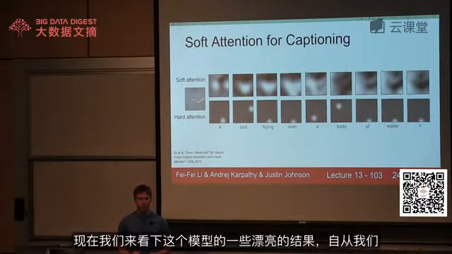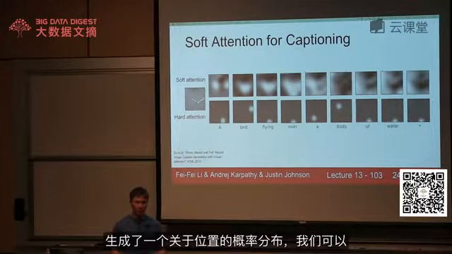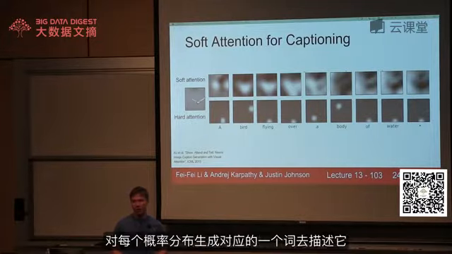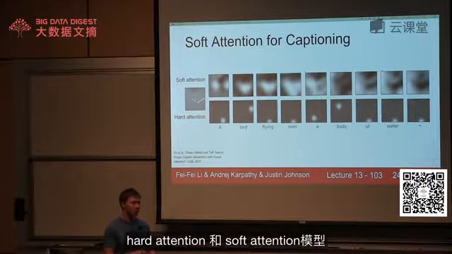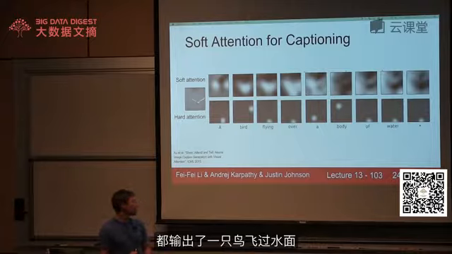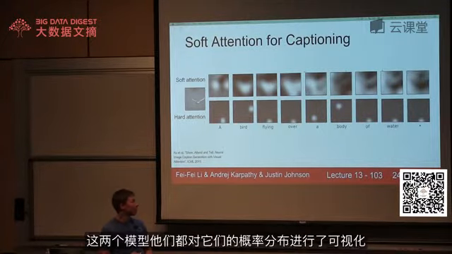So now we can look at some pretty results from this model. Since we're generating a probability distribution over grid locations at every time step, we can visualize that probability distribution as we generate each word of our caption. For this input image that shows a bird, both their hard attention model and their soft attention model produce the caption, a bird flying over a body of water.